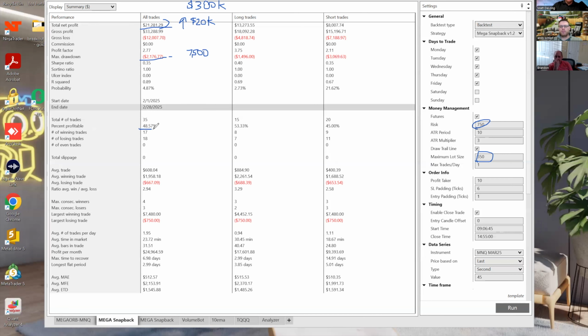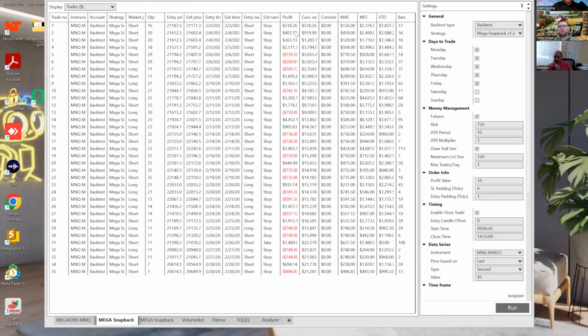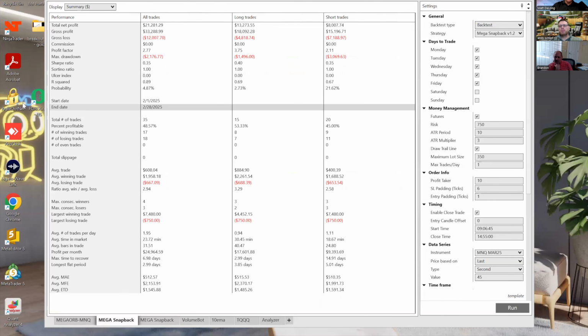Now, this does have a little bit lower percentage profitable, but that's only because of this right here, that 10R, the big wins. Obviously we can play with this and adjust this, but I just wanted to show you guys what I've found so far. And let's take a look at some of the trades. Actually, one more thing I want to show you guys.